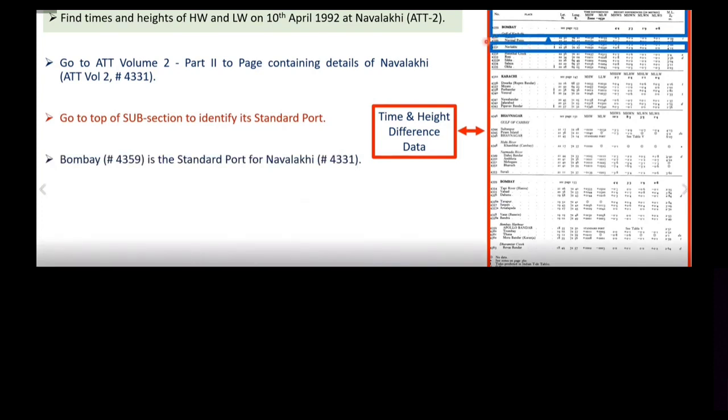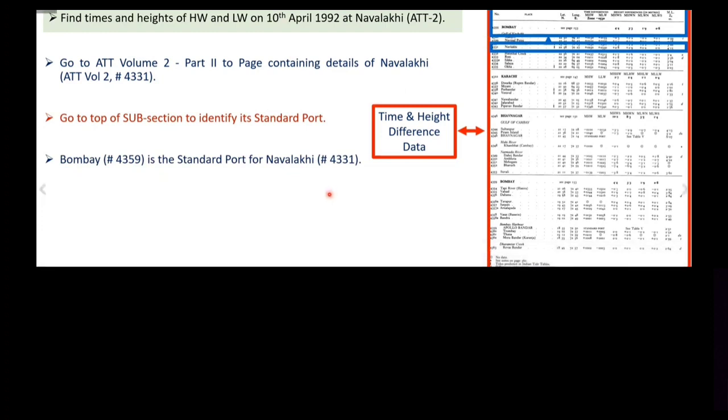So बेटा, जिनको और पोर्ट मिल रही थी, आर यू ओके नाउ विद बॉम्बे? डाउट सॉर्ट आउट हो गया या अभी भी है? Yes, sir. Okay, very good beta. So we have the secondary port Navlakhi. We know its standard port is Bombay. Let's proceed ahead now.